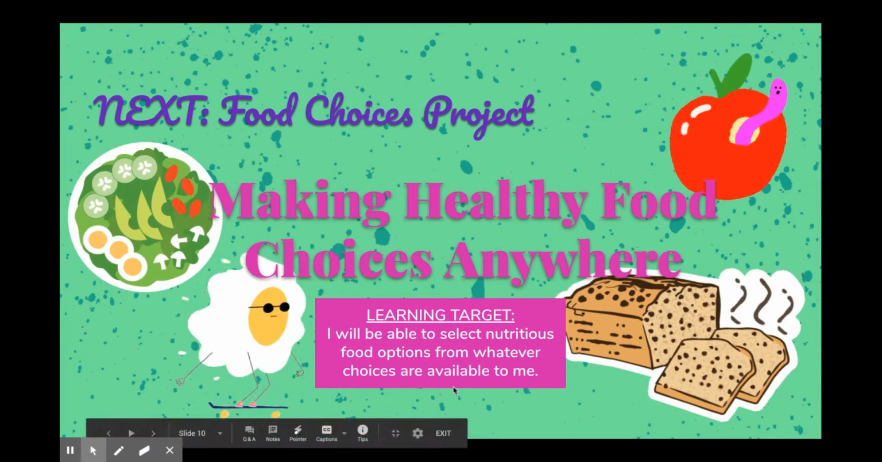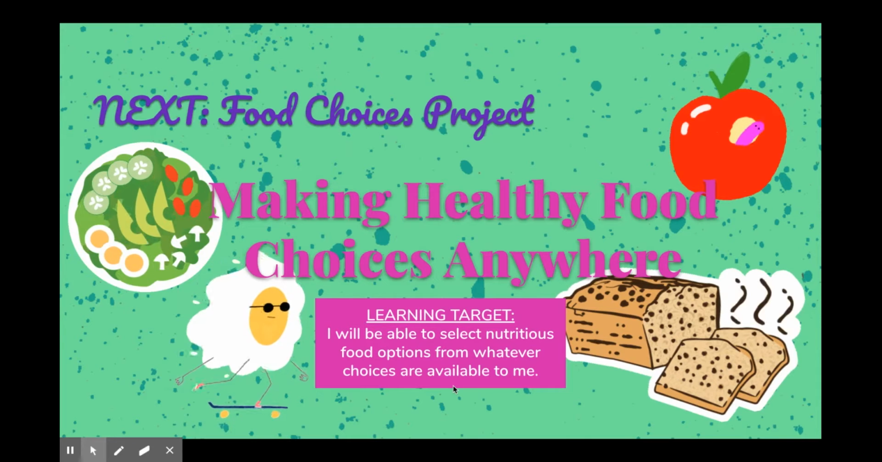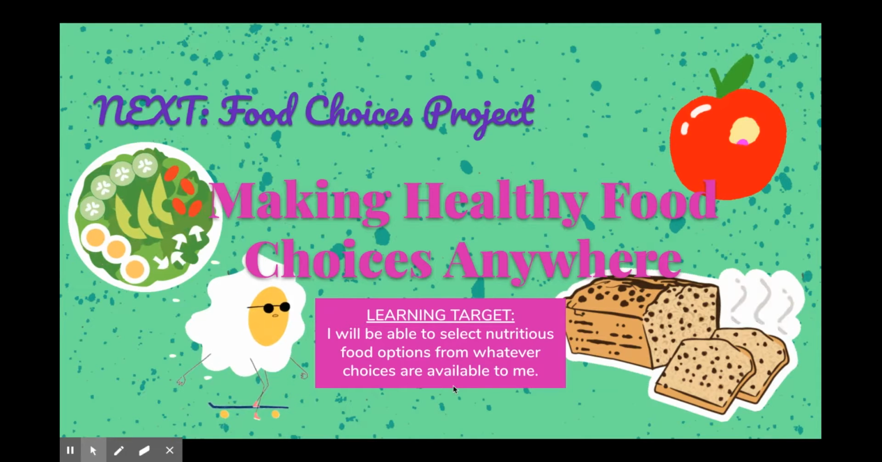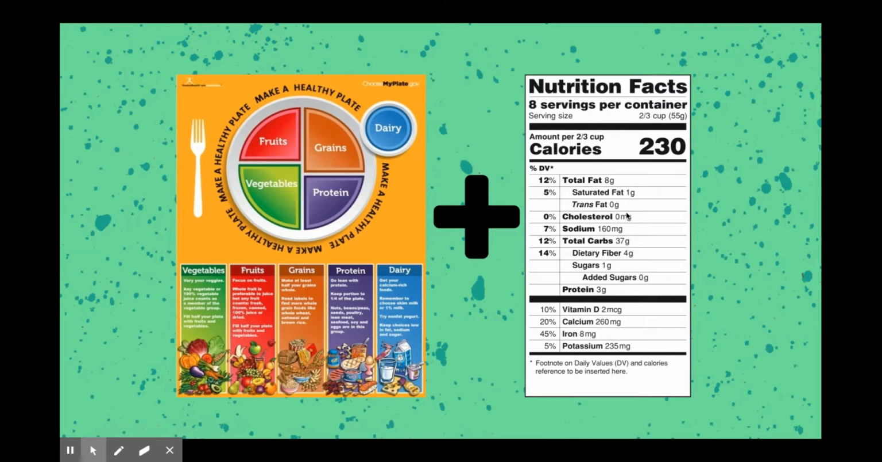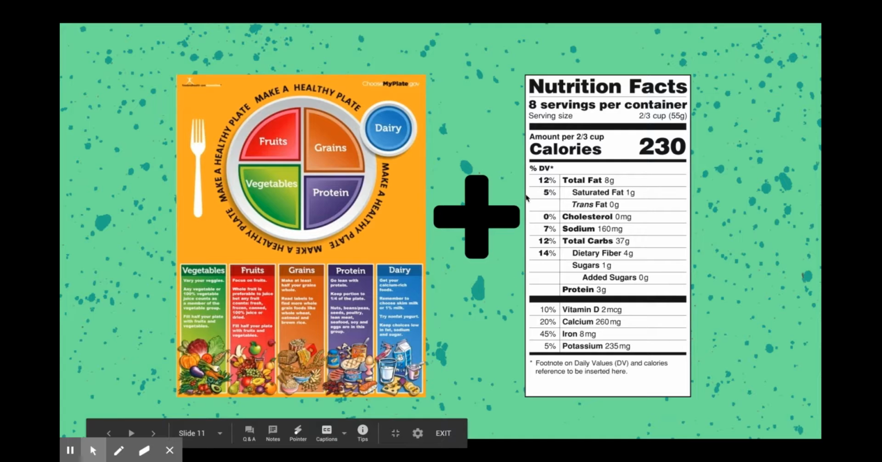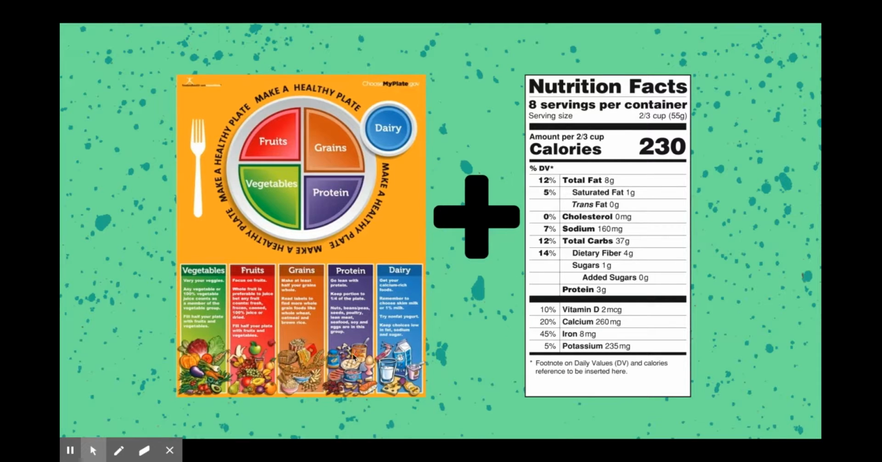And the learning target, the skill for this project, is I will be able to select nutritious food options from whatever choices are available to me. So now that you are armed with these two resources, My Plate and nutrition labels, the goal is that no matter what is available to you or what stores are around or whatever you have at the time, you'll be able to put together a balanced meal that gives you all the nutrients you need. And you'll be able to know what's going into your body and how nutritious it actually is.